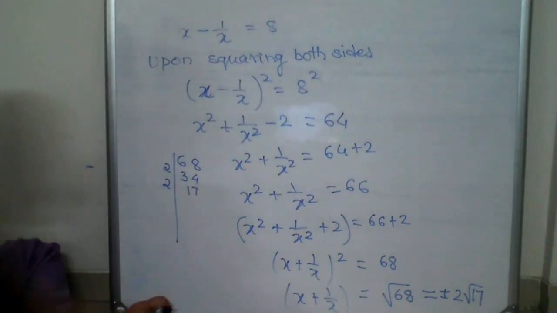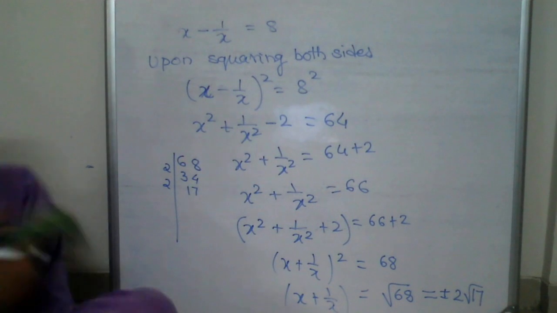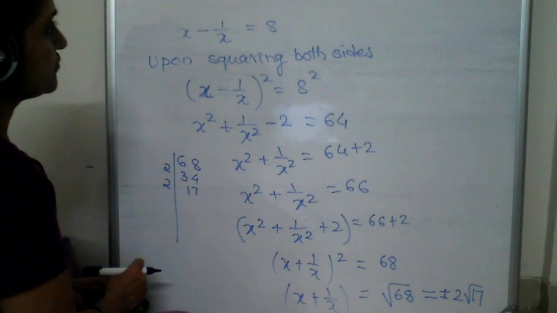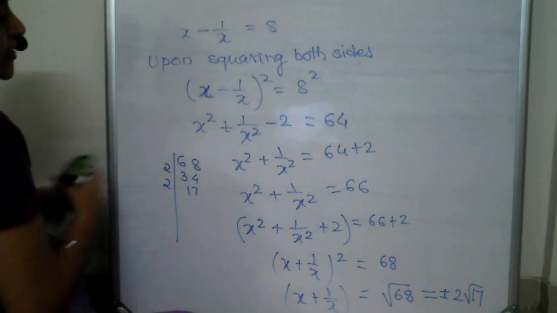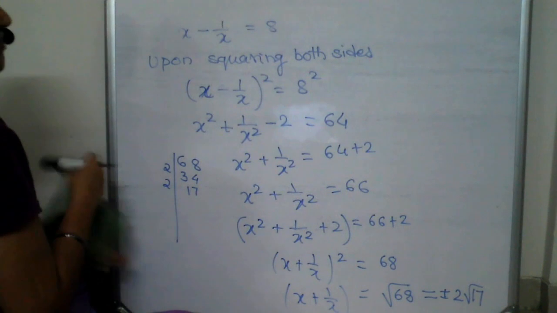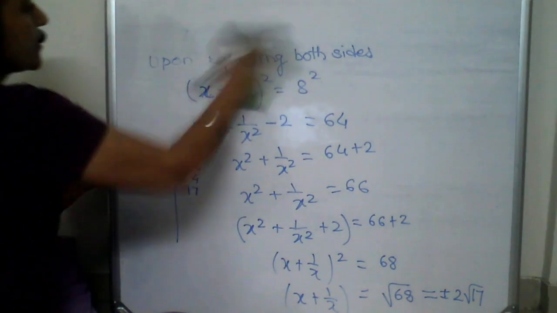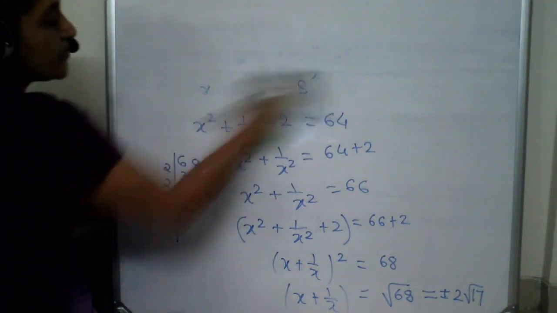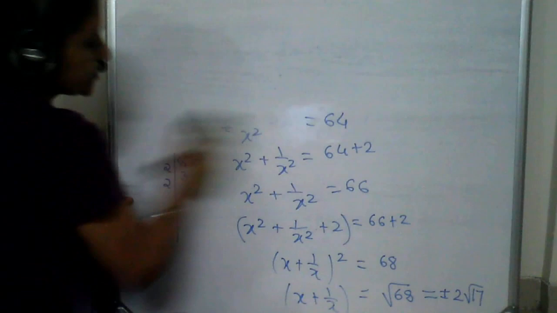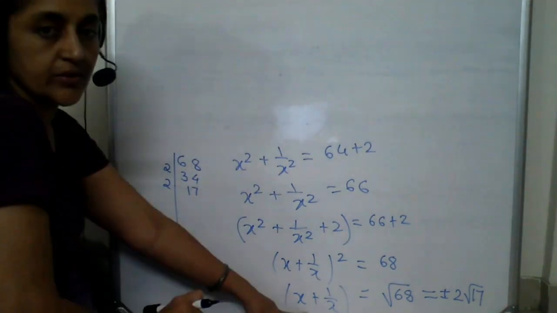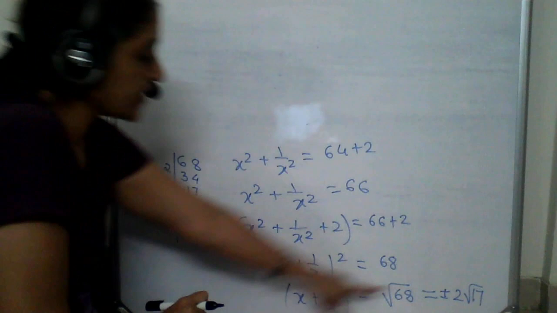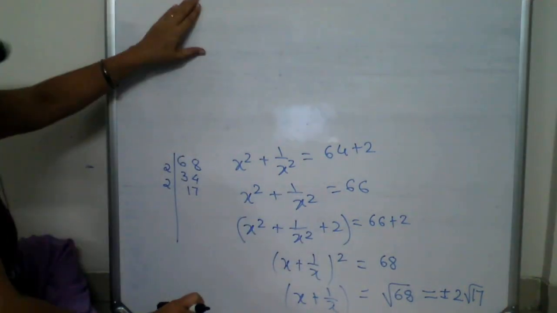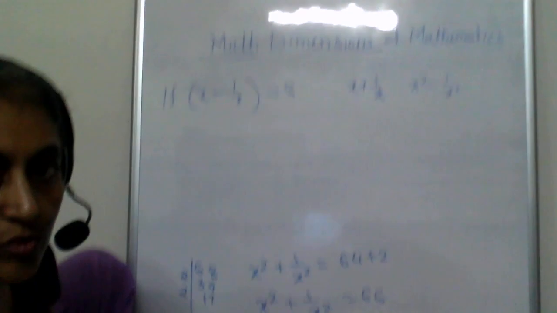This is the first part. Now we have to find the second part, x square minus 1 upon x square. x square minus 1 upon x square is nothing but a square minus b square. Now how will you get a square minus b square? By multiplying a plus b into a minus b, like that you should get these values. Now this value x plus 1 upon x, we have got plus or minus 2 root 17, and we already have x minus 1 upon x given. I'll show you what and how to do.